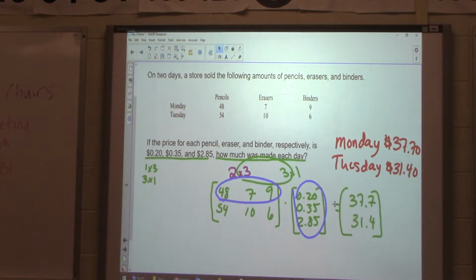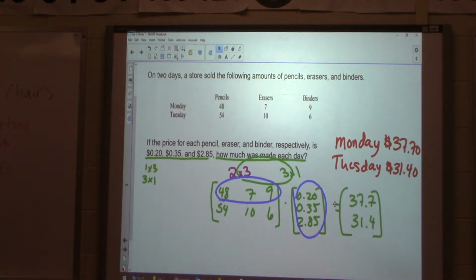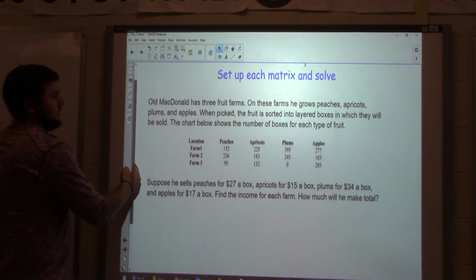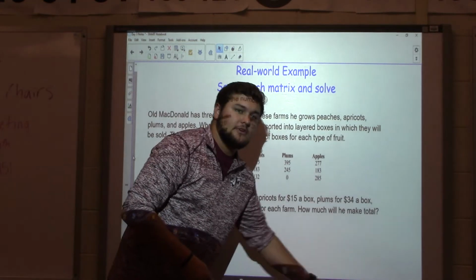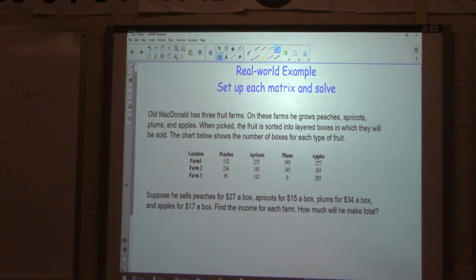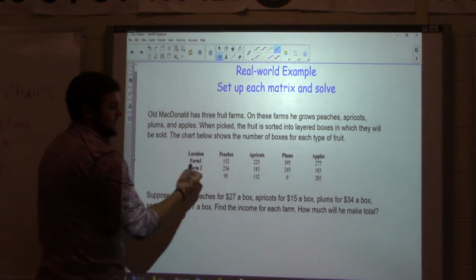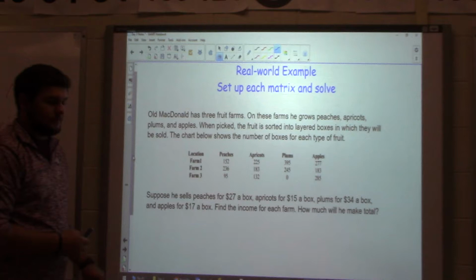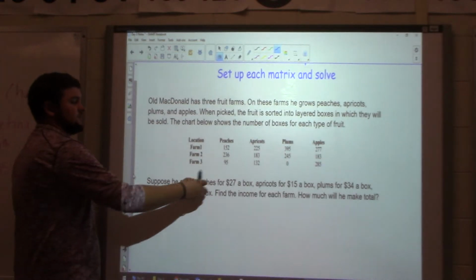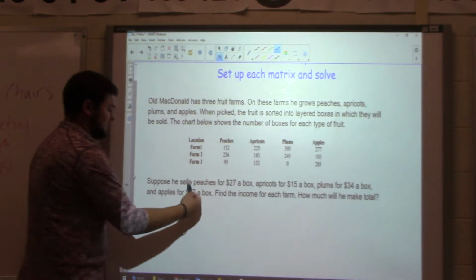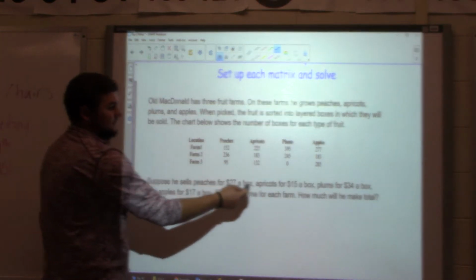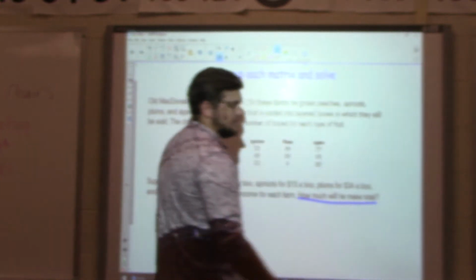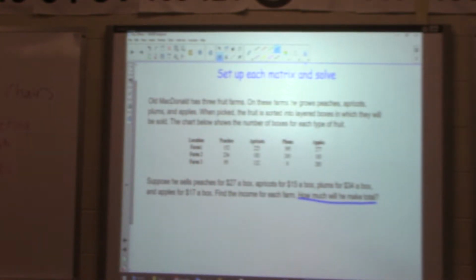Alright? Questions? We're good so far? Alright. Let's try another one. Old MacDonald has 3 fruit farms. Right? On them he grows peaches, apricots, plums, apples. He puts them in boxes and he sells them. Right? This tells us how many boxes of each come from each farm. Well, suppose he sells the peaches for $27, apricots for $15, plums for $34, apples for $17. Find the income for each farm, and he's asking how much he is going to make in total. That's the question we're going to have to answer.